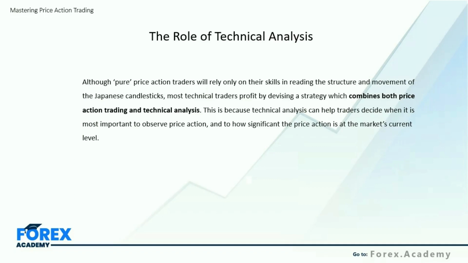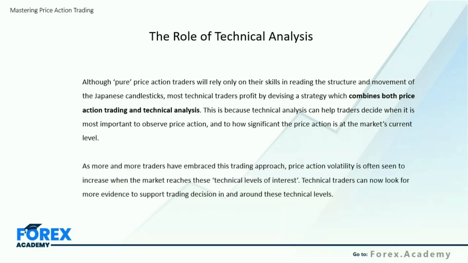So when we talk about technical analysis, this is the umbrella term for being able to trade markets technically. And then within that, you have the observation of focusing on price action and the information that Japanese candlesticks can give us in order to make consistent decisions. As more and more traders have embraced this trading approach, price action volatility is often seen to increase when the market reaches these technical levels of interest. So technical traders can now look for more evidence to support trading decisions in and around these technical levels.